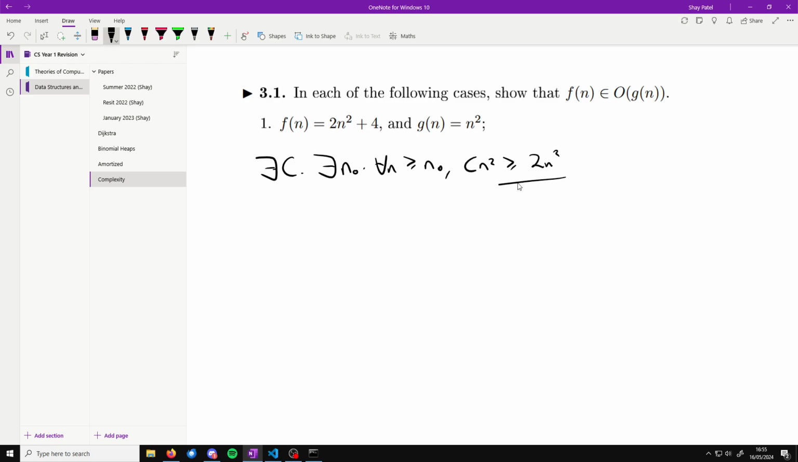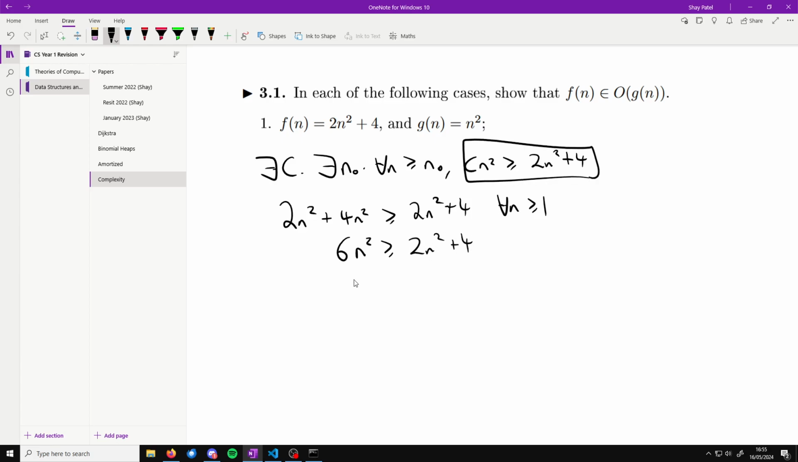Okay, so how I like to find this is, this would actually be 2n squared plus 4. I like to just raise all these coefficients to that term. So 2n squared plus 4n squared is always going to be greater than or equal to 2n squared plus 4 for all values of n greater than or equal to 1. And so this gives us our n0, and this part gives us our c. If we group together these like terms, this just becomes 6n squared is greater than or equal to 2n squared plus 4, which looks eerily like this inequality. So our c is just 6, and our m, or our n0, is just going to be 1.